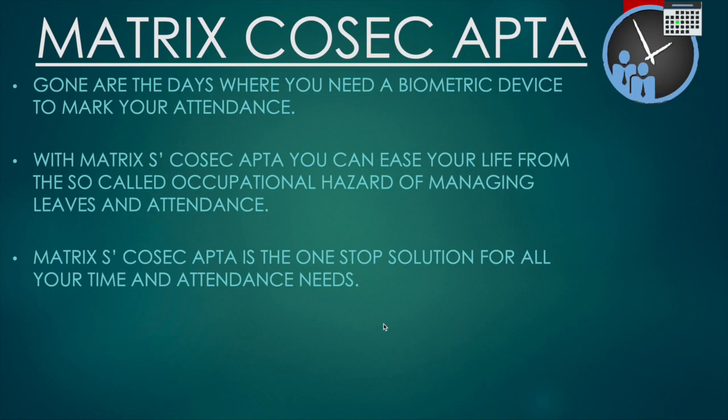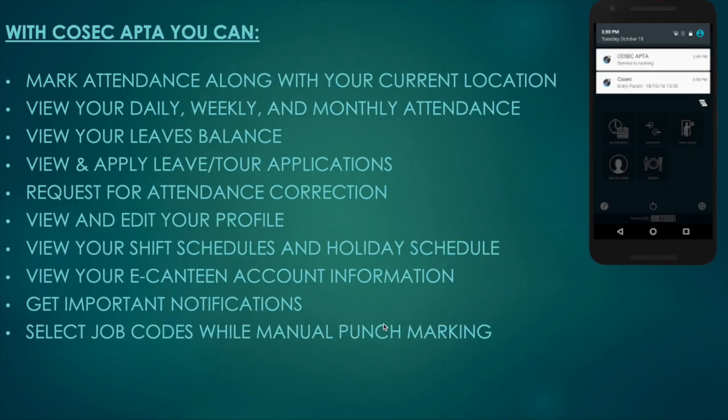With Matrix COSEC APTA, you can ease your life from the so-called occupational hazard of managing leaves and attendance. Matrix COSEC APTA is a one-stop solution for all your time and attendance needs. With COSEC APTA, you can mark your attendance with your current location, view your daily, weekly, monthly attendance, view your leave balance, view and apply leave applications, and request attendance correction.